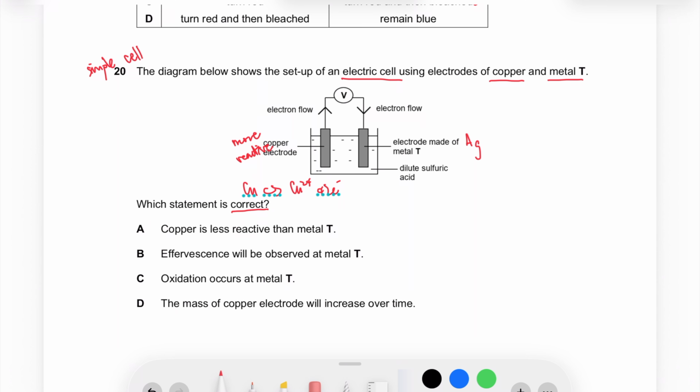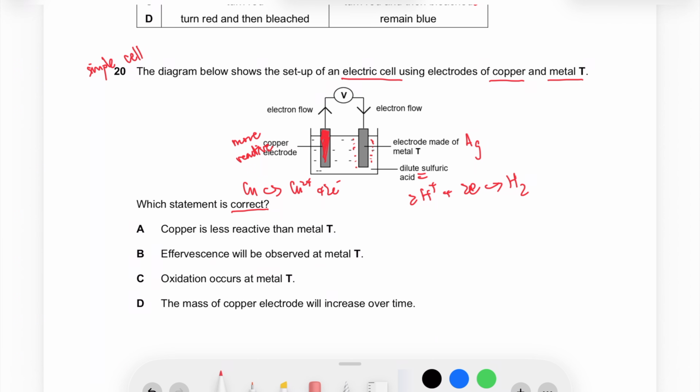Whereas what happened at the electrode of metal T? You will look at the cation of the electrolyte, which is your H plus. So H plus plus 2 electrons become hydrogen gas. Here you will see a lot of bubbles. Whereas the copper electrode will decrease in size, getting smaller and smaller, and the solution will become blue in the process as well.